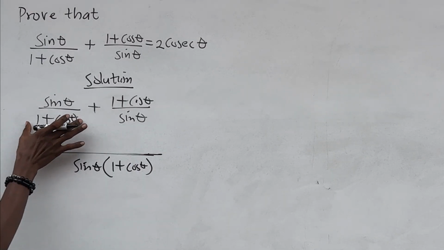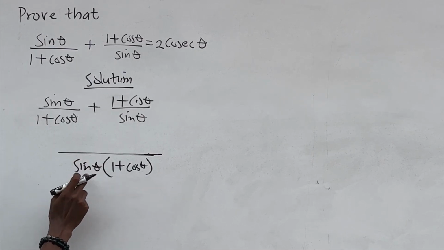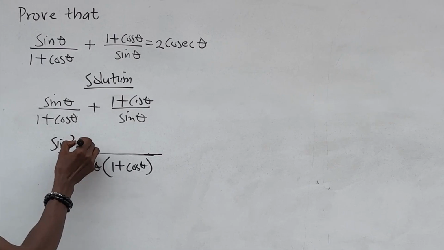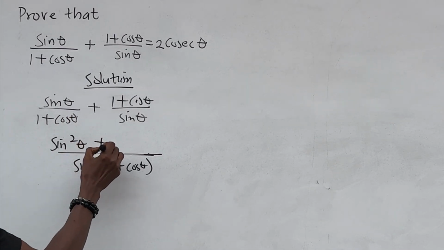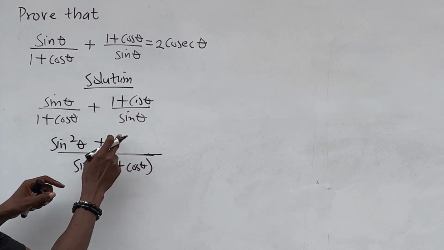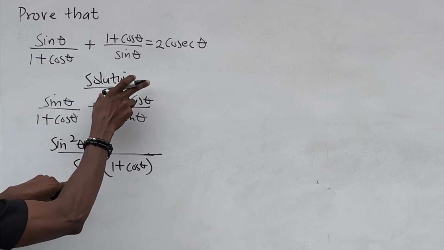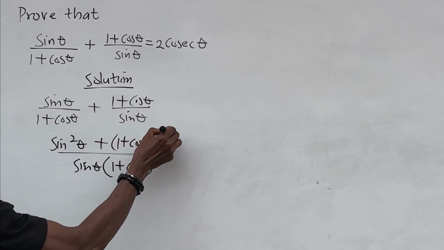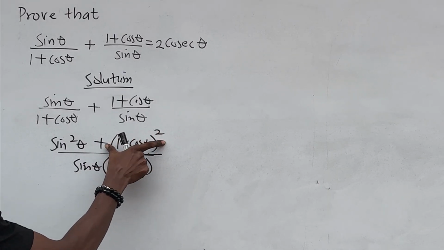Okay, so 1 plus cos theta in this product will cancel this. What we have left is sine theta, right? So sine theta multiplied by sine theta is sine square theta. So it's written as sine square theta plus, in this, sine theta will cancel sine theta. So what you have left is 1 plus cos theta multiplied by 1 plus cos theta, that's 1 plus cos theta square. Okay, so let's square this binomial.